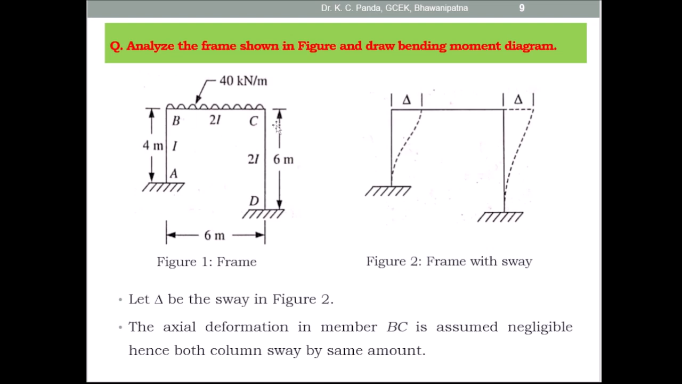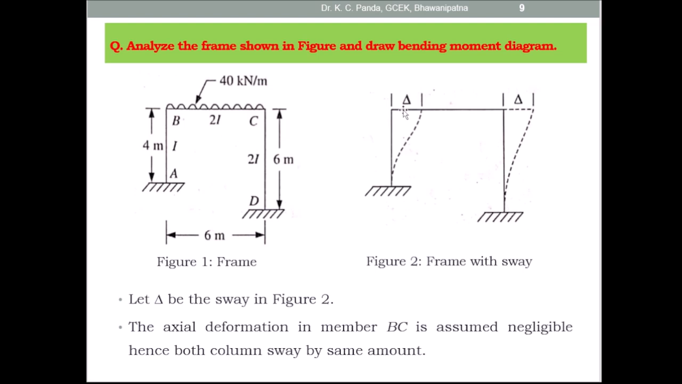On the horizontal member BC there is a uniform distributed load of intensity 40 kN per meter, and the span length is given as 6 meters. In this problem, due to the fixed end at support A, the slope theta A is equal to 0. Also due to the fixed end at support D, theta D is equal to 0. At joint B the slope is theta B, and at joint C the slope is theta C, and this is the translation displacement. So there are two rotational displacements at B and C, theta B and theta C, and one translation displacement, that is delta. These three displacements you can find out by using the three equilibrium equations.